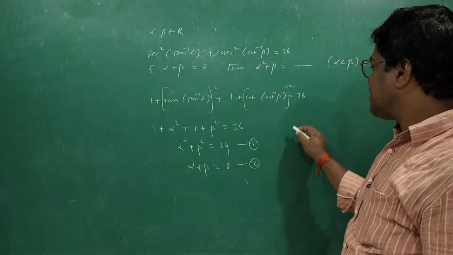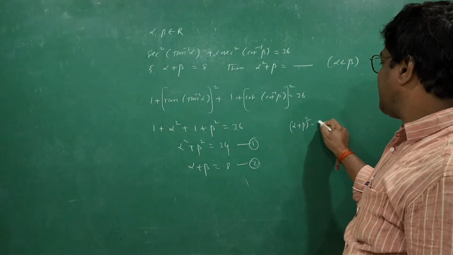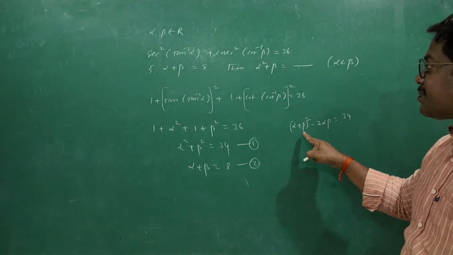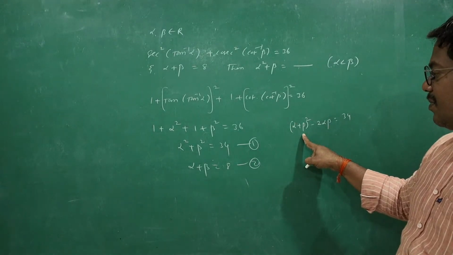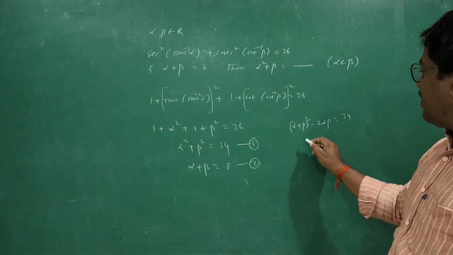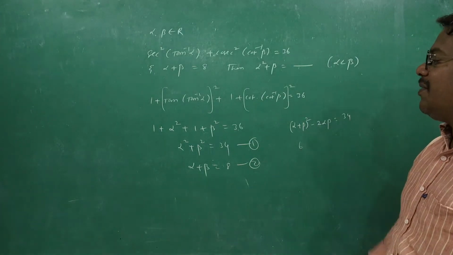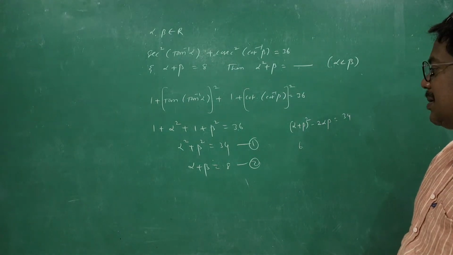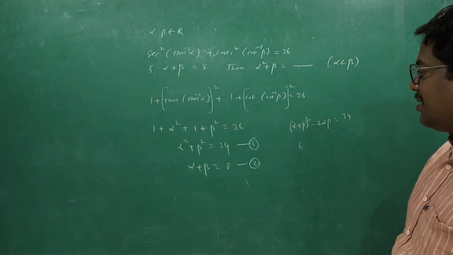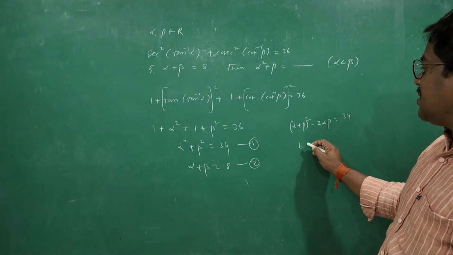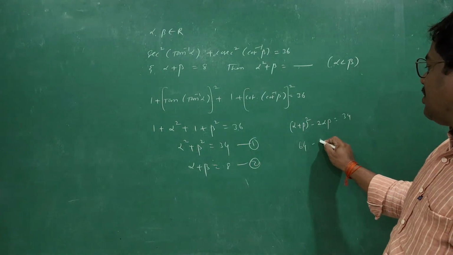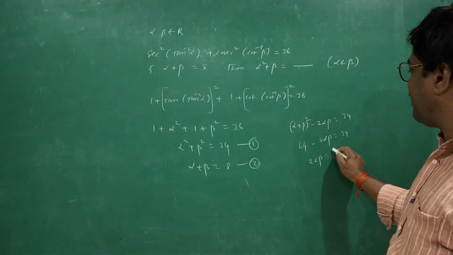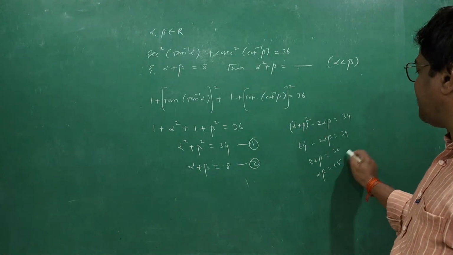Yes, a square plus b square is written as a plus b whole square minus 2ab, which is 34. And here, if I substitute alpha plus beta and alpha square plus beta square, you got 34. You need to find the value of alpha and beta. This is 8 square, 64, minus 2 alpha beta, 34. So 2 times alpha beta becomes 30, and alpha beta is 15.